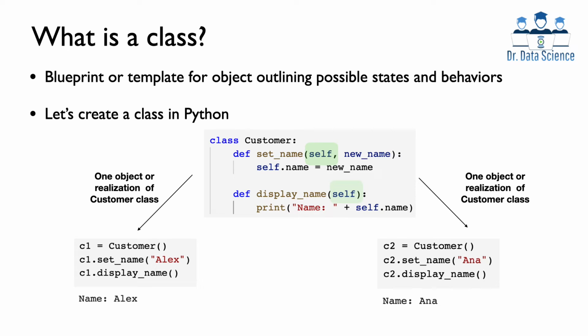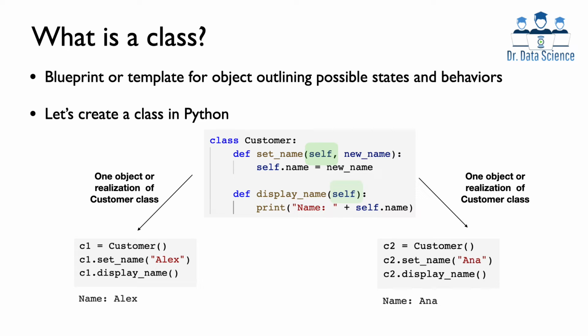On the right side, we have another object or realization. We use .set_name, and here we use Anna. And you can see that now we can, again, display this name. So we created a class, and now we have two different realizations, and we can have as many as we want.